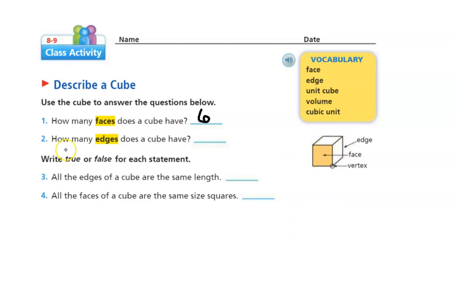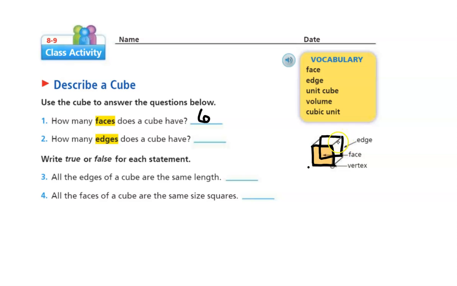So then it says, how many edges does a cube have? Well, here's something to think about. Your edge is basically going to be all of these. So right here, I just drew 1, 2, 3, 4. But then I also want you to think about this. There's also a side on the back. That would be 1, 2, 3, 4 as well right there. So that would be 4 and then 8.